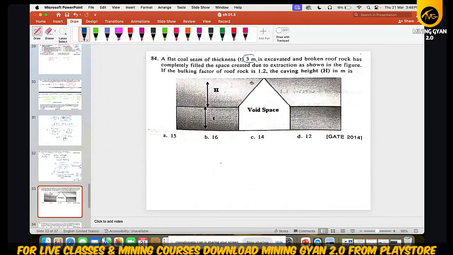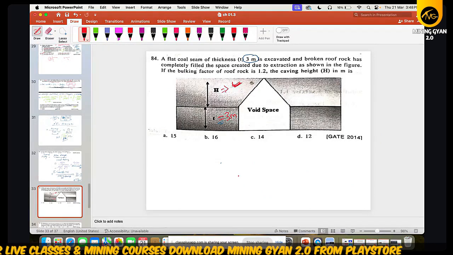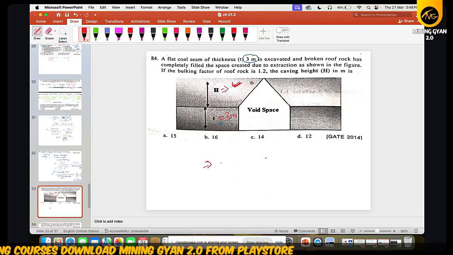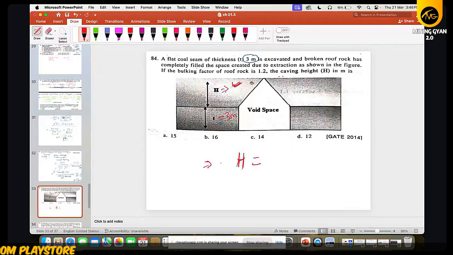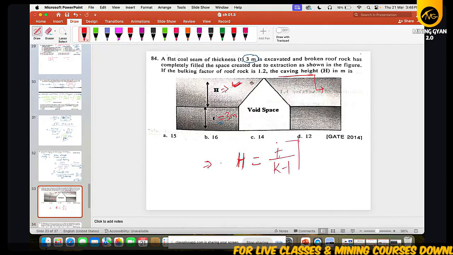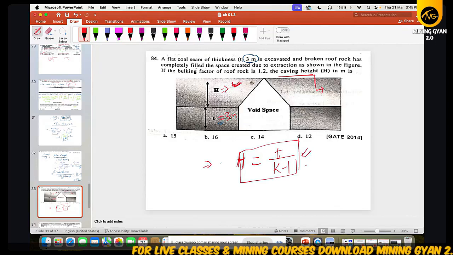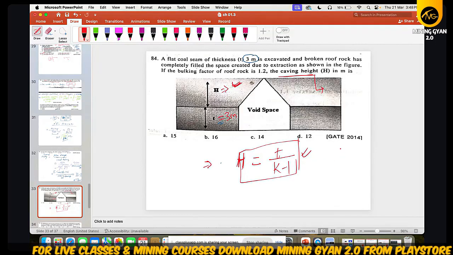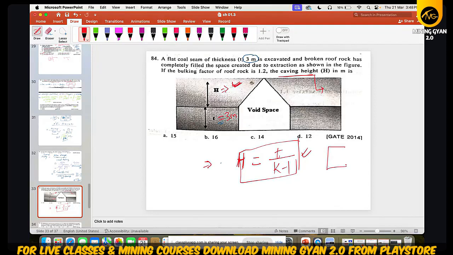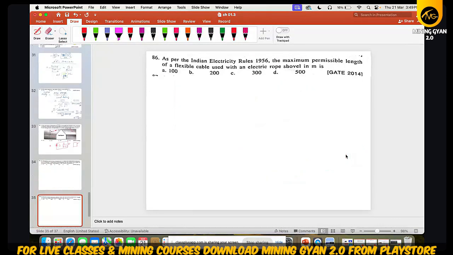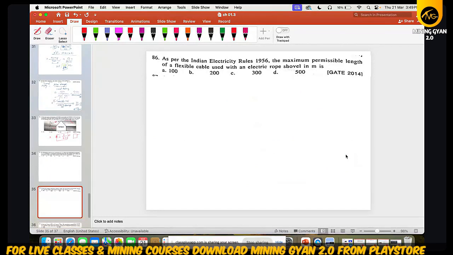Okay, they have provided us t equal to 3 meter, and the height we have to find out. If you know this formula, the height in the void space, the caving height, it will be t minus k minus 1. You should write it in your notebook where you are making notes. Only 2-3 questions are remaining.